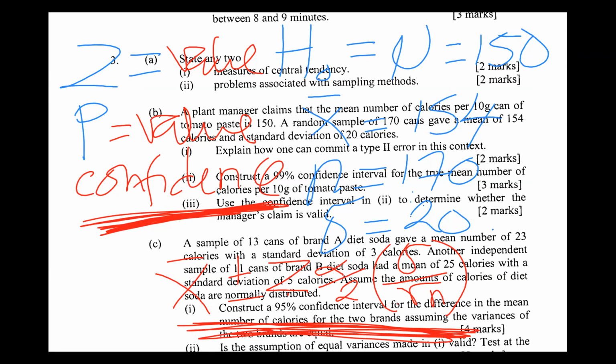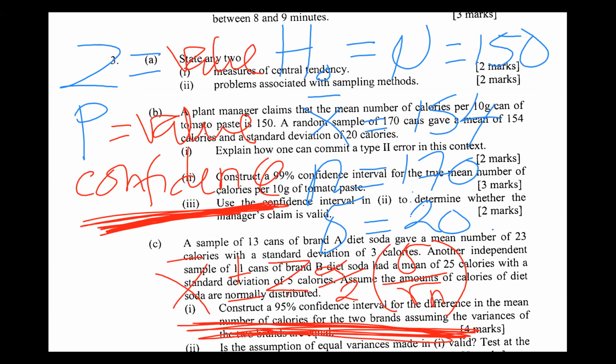There is a claim from the manager that the mean number of calories per 10 kg can of tomato paste is 150. This is what is known. Then you want to test the validity of this statement. You want to examine, is this true or false, right? So you collect a sample of 170 cans, and then you calculate the mean. You find that the mean is 154 calories, and you find the standard deviation to be 20 from the sample that you took.